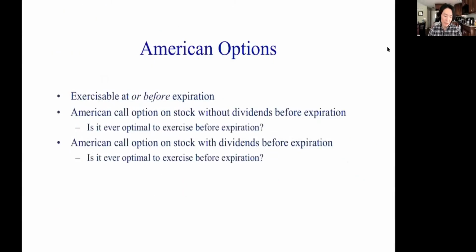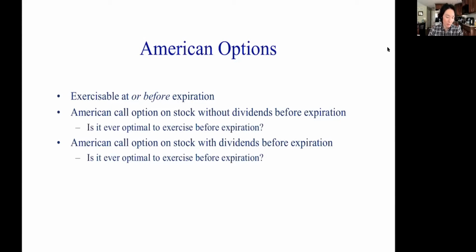Now let's talk about the American options. American options, as I said briefly in the beginning of the class, are exercisable at or before expiration. American options are usually the same as European options in terms of pricing, except when there's dividend involved, right? So we will consider the following two cases. American call option on a stock without dividends. Are you going to exercise it? Okay, that's the first question we will answer.